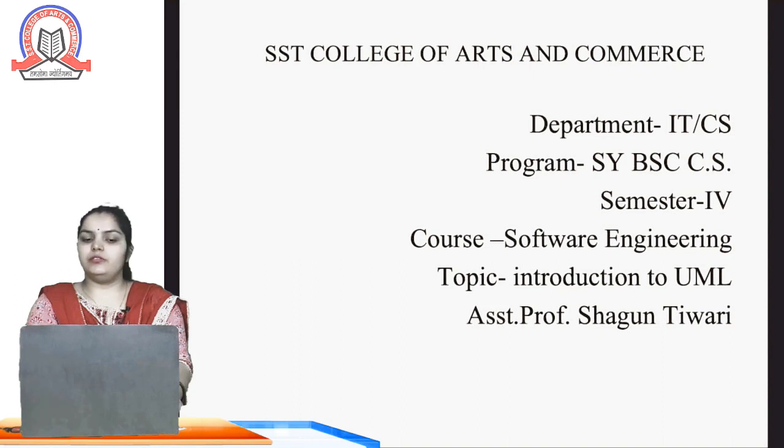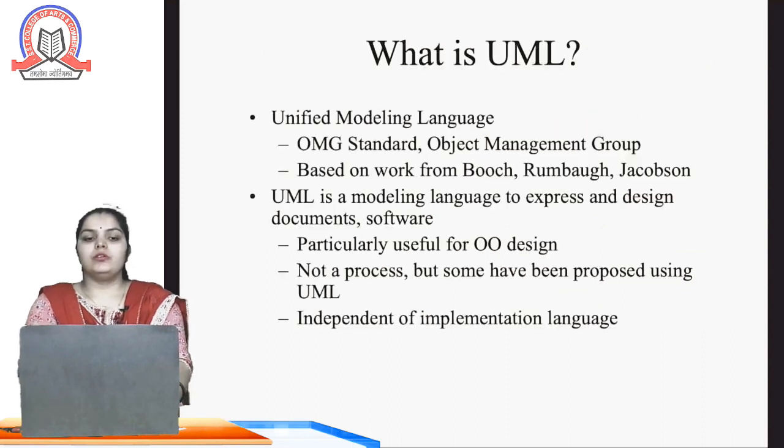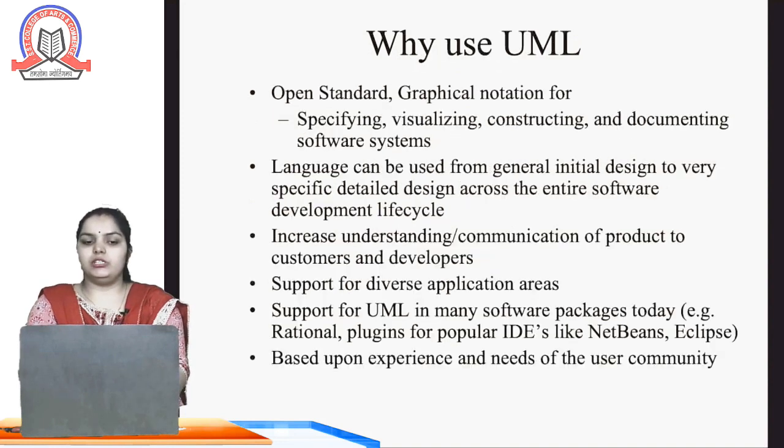Today we'll start with the software engineering course, and the topic name is Introduction to UML Diagrams. So first of all, what is UML? UML is nothing but the Unified Modeling Language. UML is a modeling language used to express and design software documents. It particularly uses object oriented design. It's not a process, but some processes have been proposed using UML. It is independent of the implementation language.